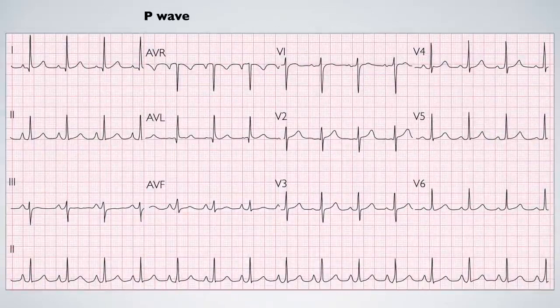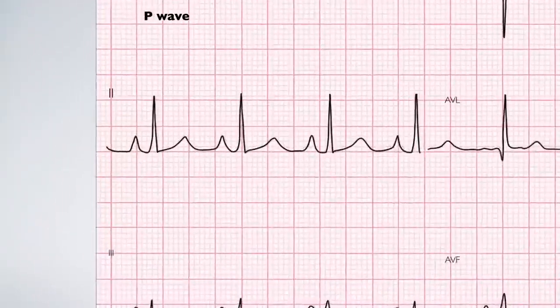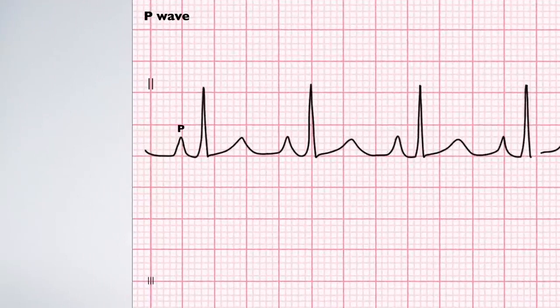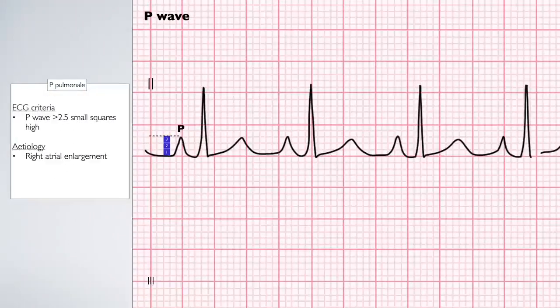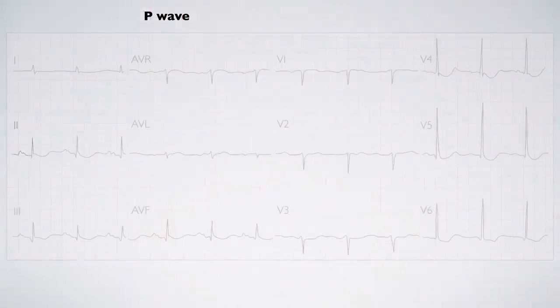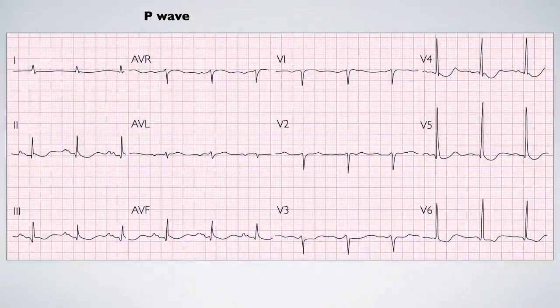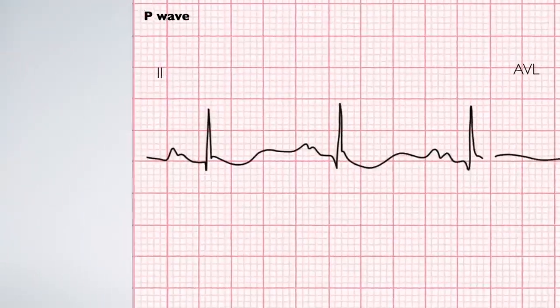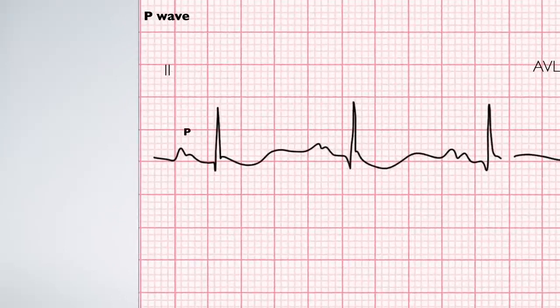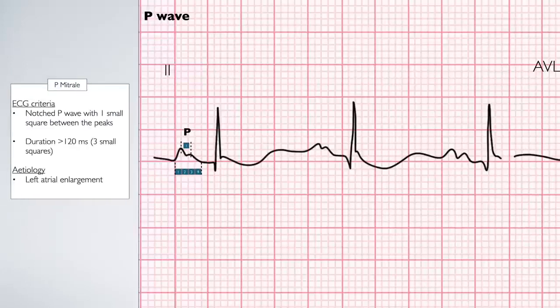The first is P pulmonale, tall P waves which represent right atrial enlargement. This should be suspected if the P wave is greater than 2.5 small squares tall. The second presentation is P mitrale. This is caused by left atrial enlargement and presents with a P wave that has 2 notches separated by 1 small square, and the P wave has a total duration of greater than 3 small squares wide.